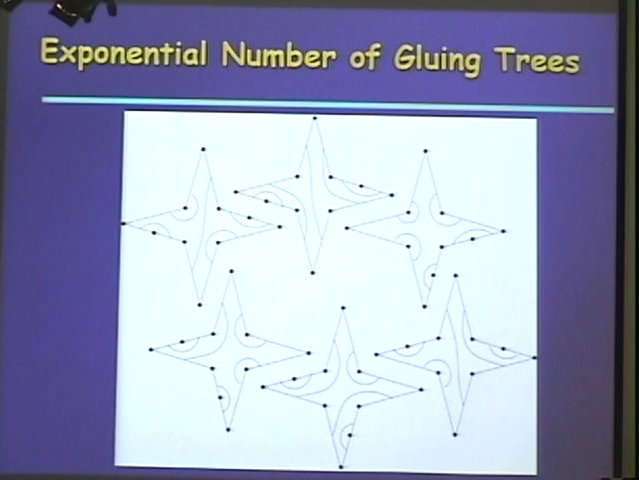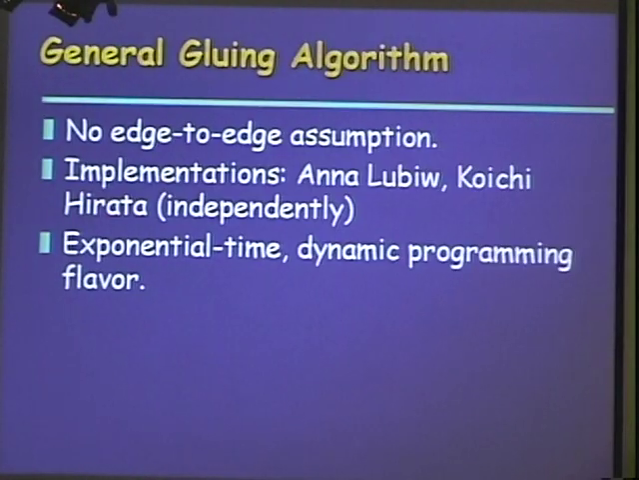So this means that any algorithm that lists all the Alexandrov gluings would take exponential time because there can be an exponential number of results. But that's the general algorithm. Oh, so I'm switching now.